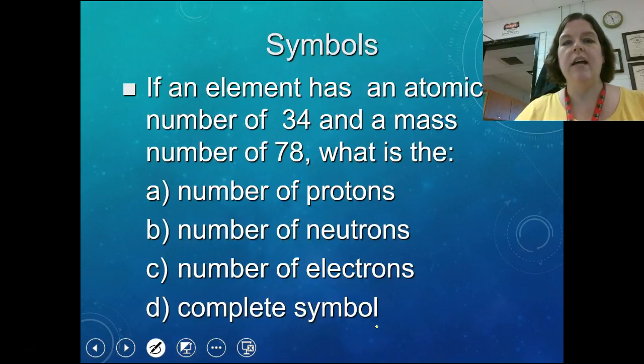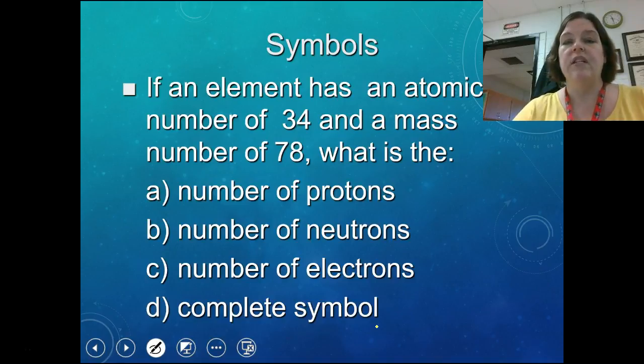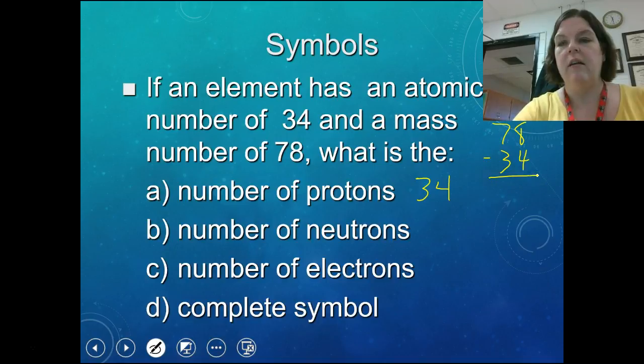Okay, if an element has an atomic number of 34 and a mass number of 78, what is the number of protons? So if the atomic number is 34, then the number of protons is, yeah, that's right, 34. The number of neutrons, well, I have to do a little math, right? Because I have 78 as my mass number. I have 34 protons, so I subtract that. 8 minus 4 is 4, so 44. So I have 44 neutrons.